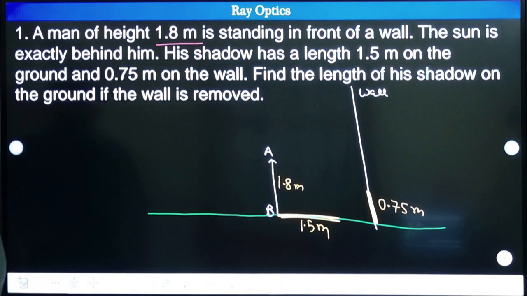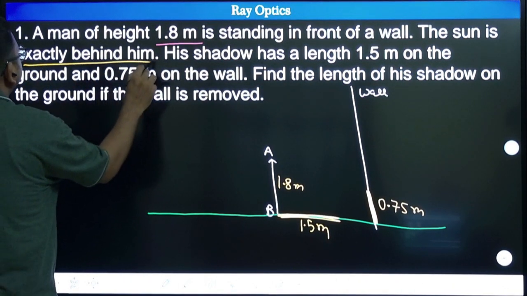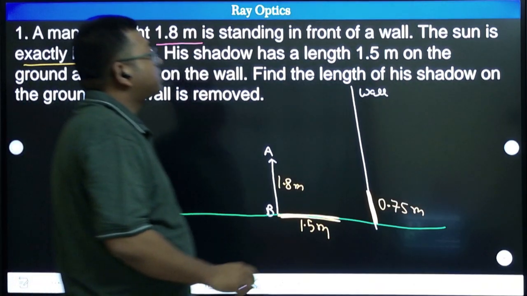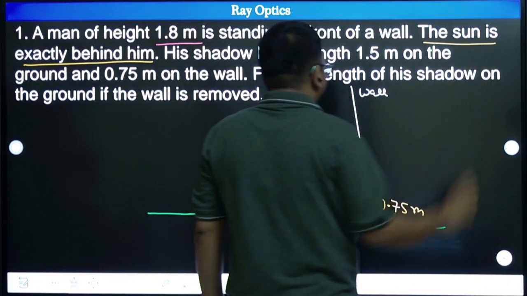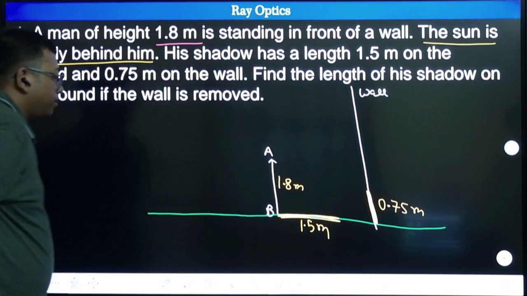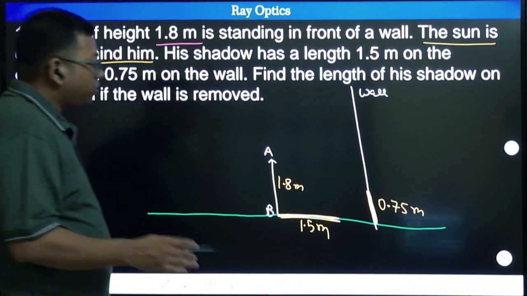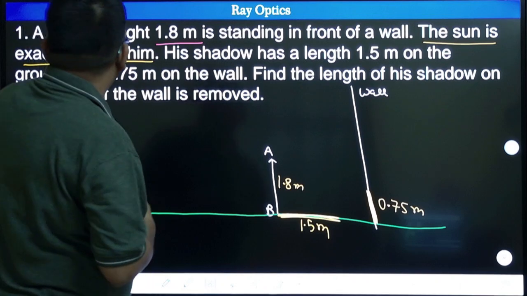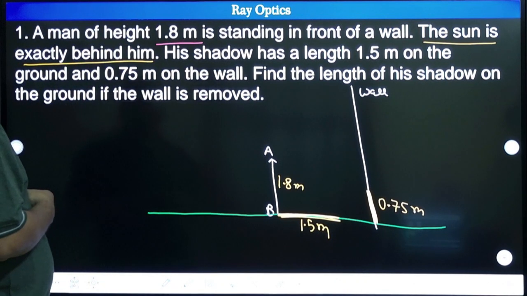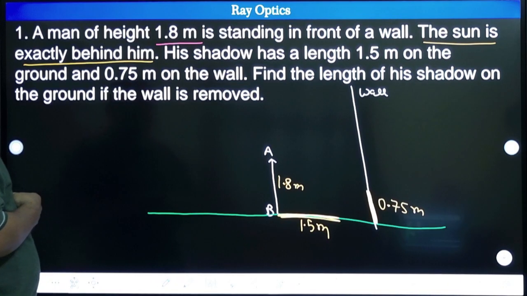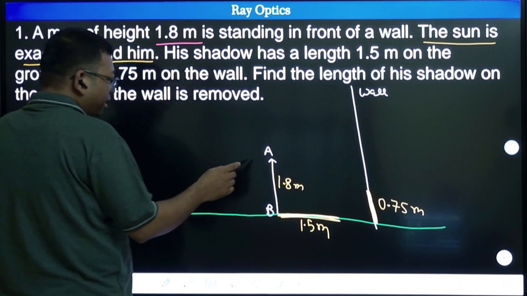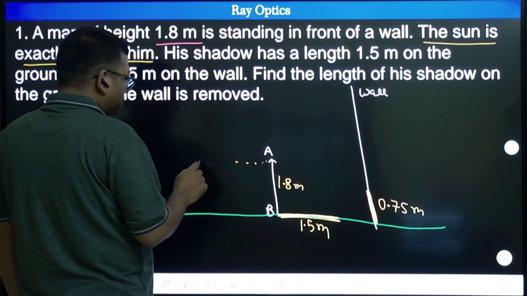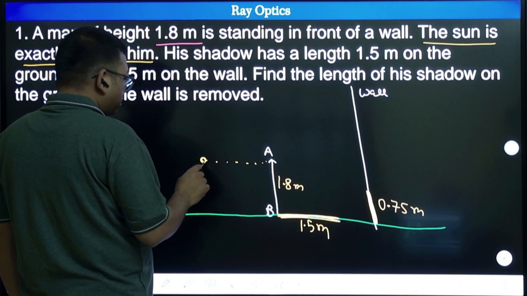The sun is exactly behind him means that also is a confusing word. Where can we take the sun? And if the wall is removed, also they have not given the distance between the man and the wall. That is also not given. A man of height this is standing in front of the wall. The sun is exactly behind. Should we consider sun exactly behind means can we consider sun like this? Here, sun.